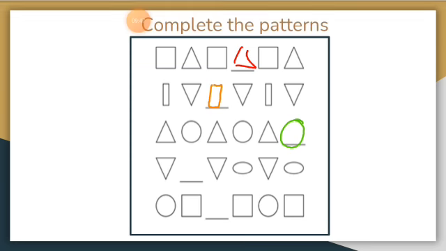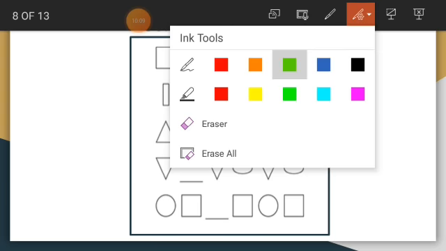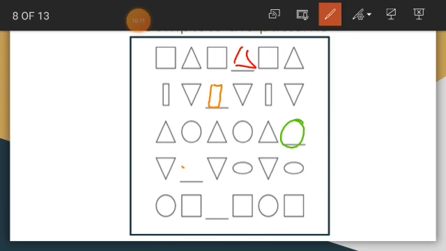Okay. Now look at this one line. Triangle, what will come next? Okay. Now you will start. Yes, start the shapes from your right side. Oval, triangle, oval, triangle. What will come over here now again? Oval. Now here we will draw the oval. This is how we will draw oval over here.